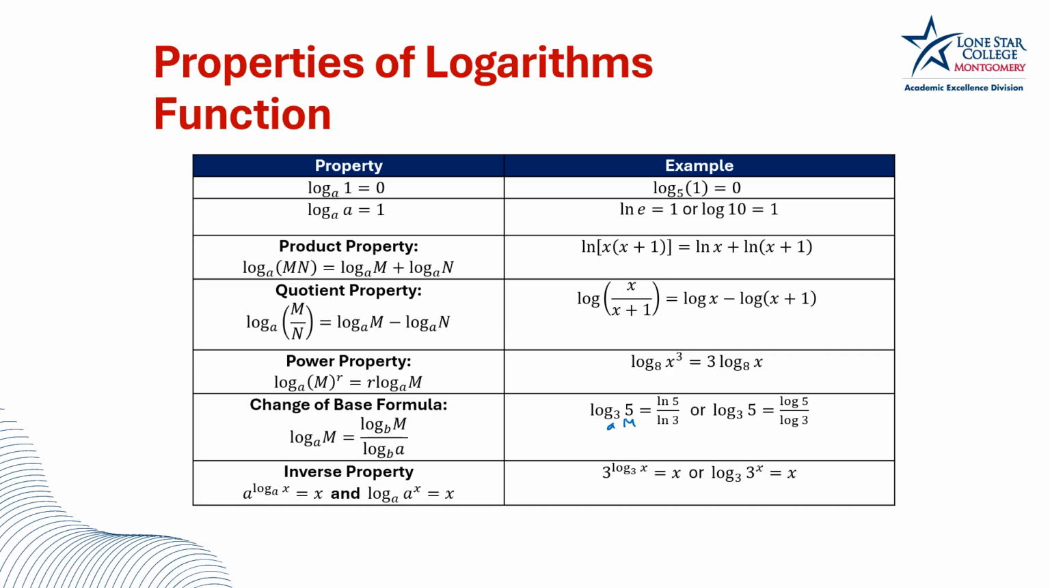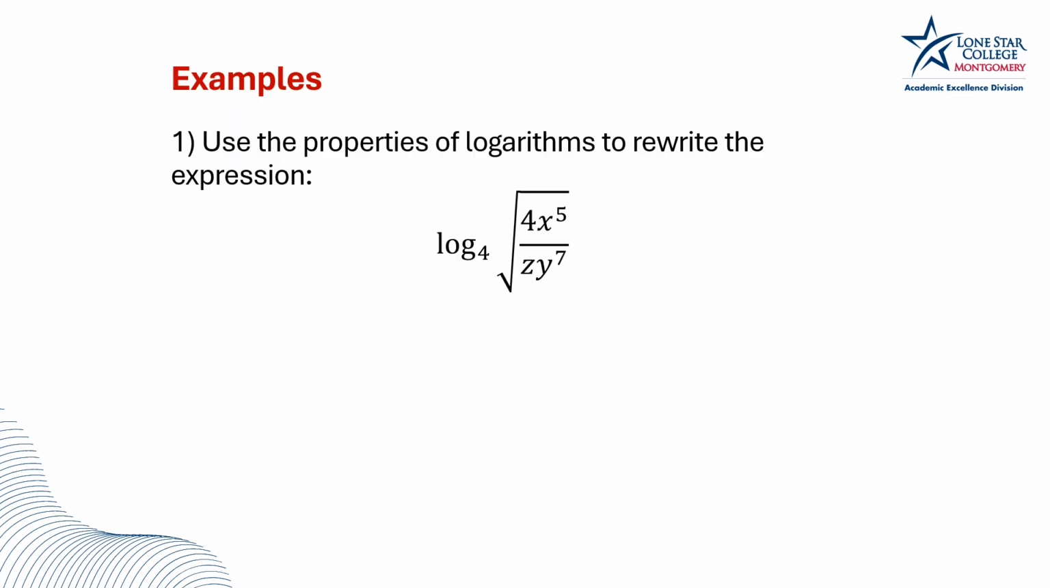Okay, let's use our properties that we just learned to rewrite this expression. So we have log base 4 of the square root of 4x to the 5th divided by z times y to the 7th. The first thing we notice is that we have a square root around everything. So remember, square roots can actually be written in exponent form. You can write it as a power of 1/2. So let's rewrite this as log base 4 of 4x to the 5th divided by zy to the 7th, all raised to the 1/2 power.